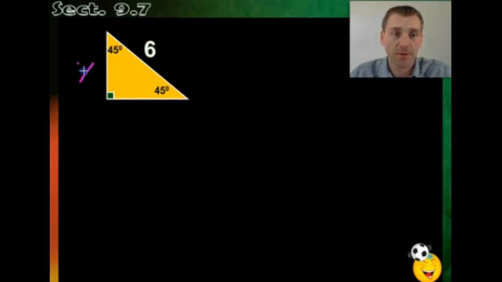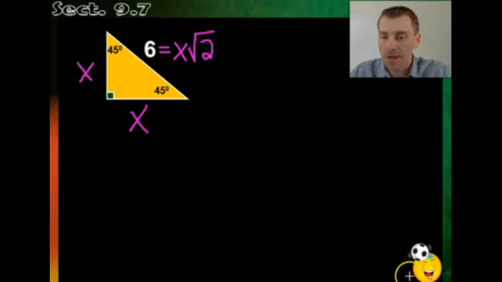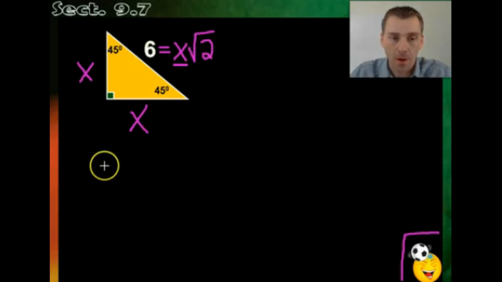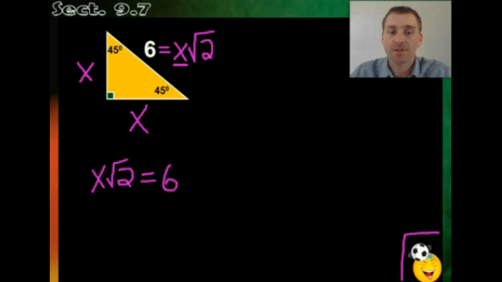That means across my 45-degree angle, that's x. Across my other one, that's x. Across from my 90, here comes your equation, because I'm already given this side to be 6. According to the theorem, that's supposed to be x root 2. So my goal, again, is to solve for x. Well, how do I do that? I have x root 2, and all of that equals 6.